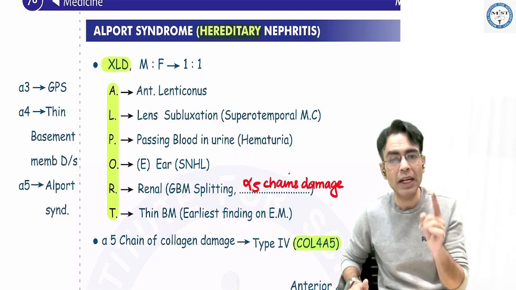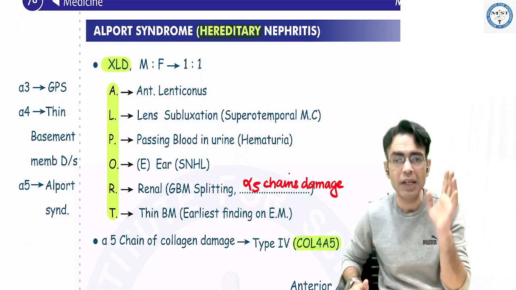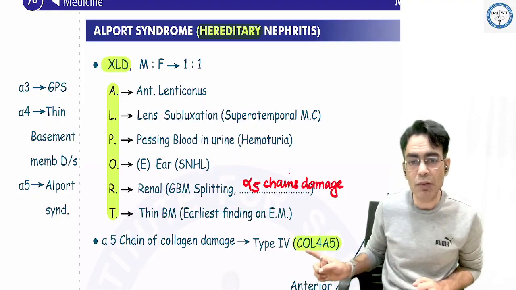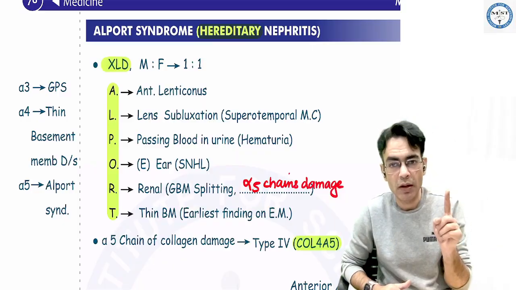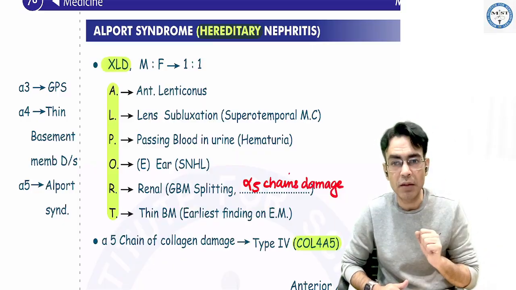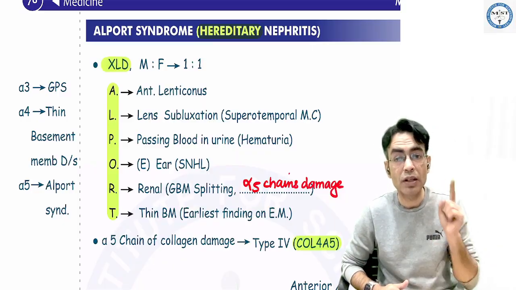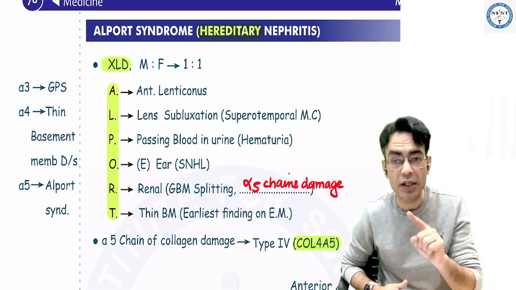Which chain of basement membrane? Alpha 5 chain of basement membrane, type 4 collagen. So in your exam, it will be called 4A5 damage. कोलाजन 4, अल्फा 5 चेन डैमेज, एल्पर्ट सिंड्रोम, थिन बेसमेंट मेम्ब्रेन हो जाती है इसके अंदर, बट इट्स नॉट अ थिन बेसमेंट मेम्ब्रेन डिजीज, because in thin basement membrane disease you have alpha 4 chain damage.